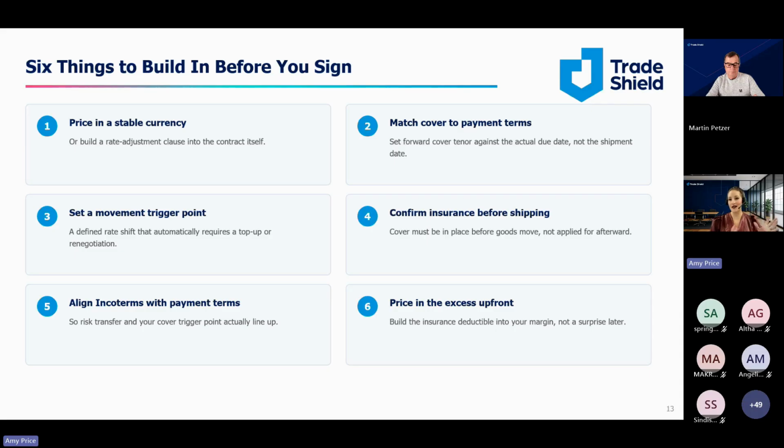And so what we said in your quotation is not actually what we're going to bill you. So make sure that you have your pricing before you've even given a quotation to your customer. So if none of these 6 things, they're not very complicated.